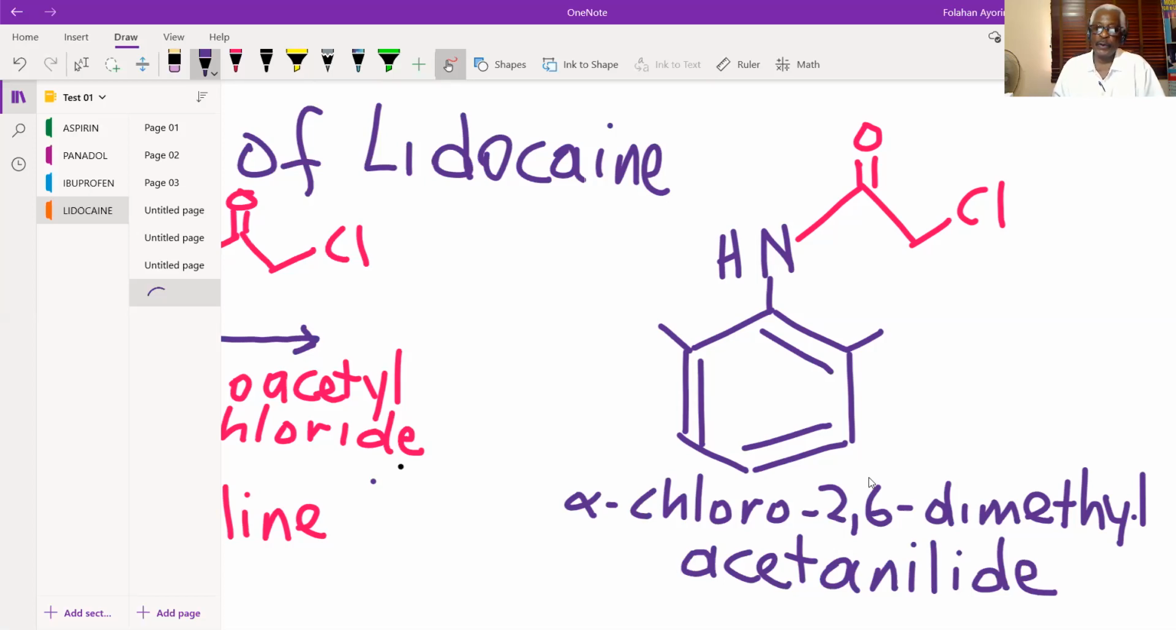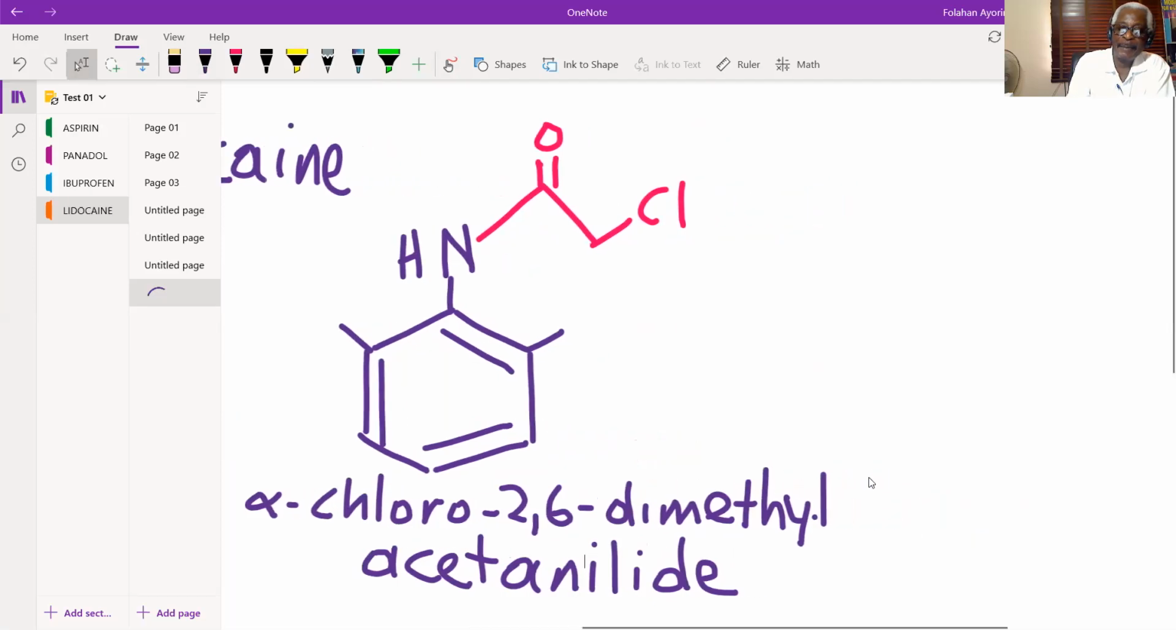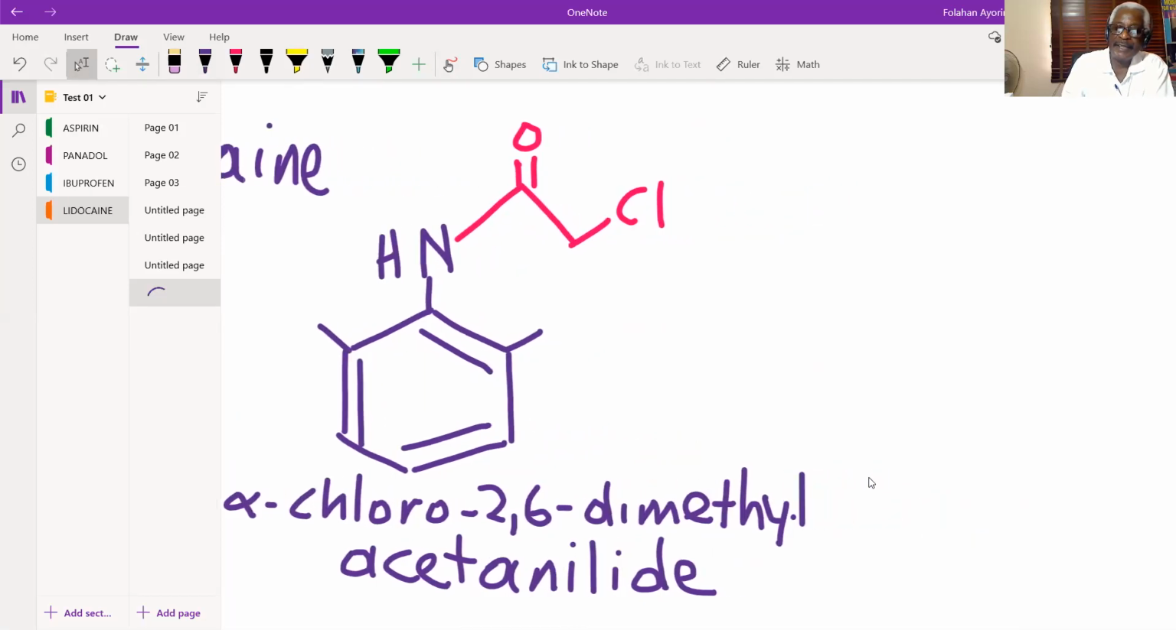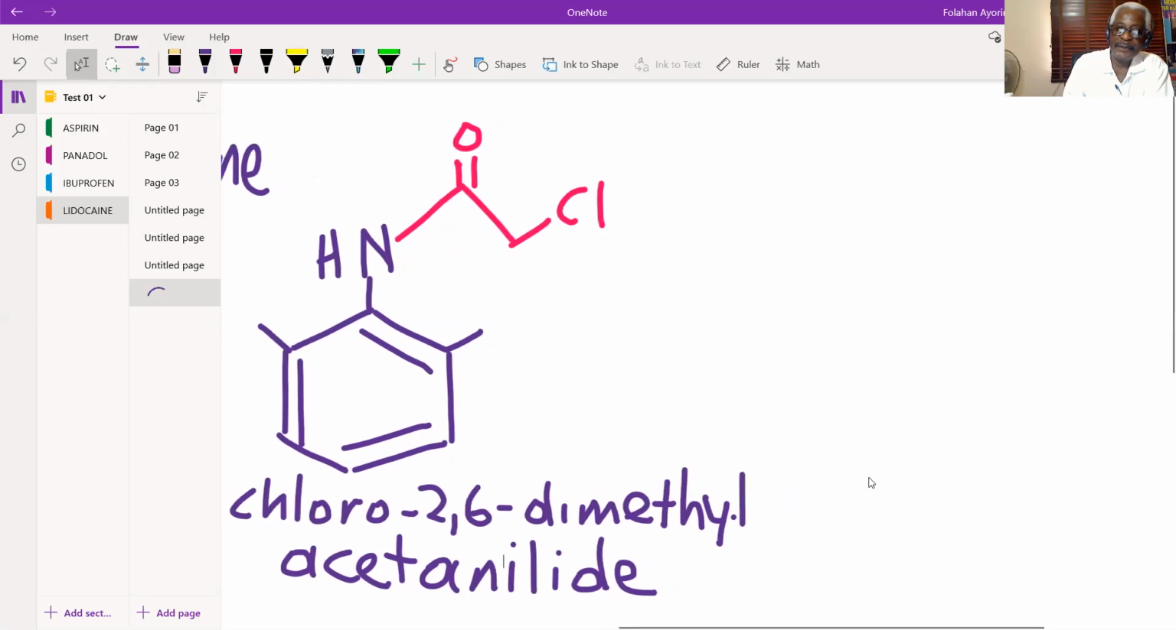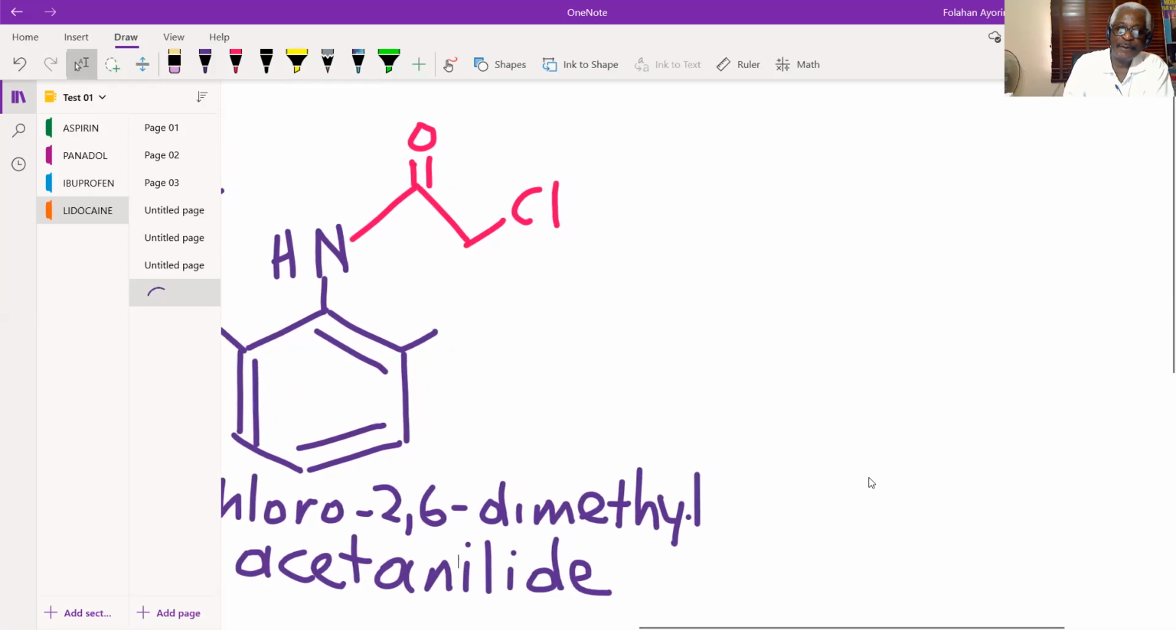Okay, so we now form this alpha chloro 2,6-dimethyl acetanilide, and now we are going to react this with another molecule. I'm going to move this slightly. See the beauty of using the 365 OneNote. You could very easily go from page to page, or you could expand the page, slide the page, whichever direction you want.